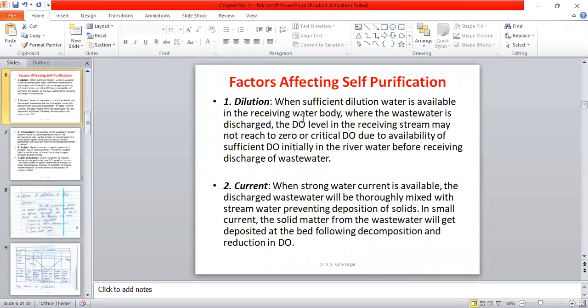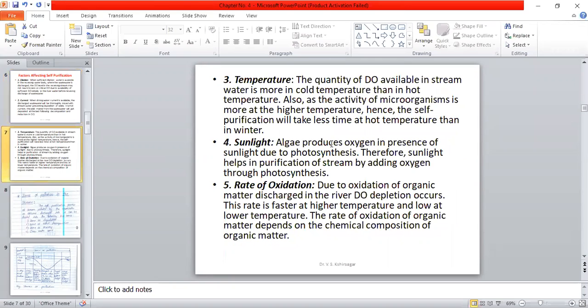Have you written factors affecting self purification? The following factors are affecting the process of self purification. First one is the dilution, second one is the current, third one temperature, fourth one sunlight, and fifth one rate of oxidation. Along with these, there are a few more factors, but I have chosen here for the presentation only the important ones which govern the rate of self purification. Okay, this part we have finished.